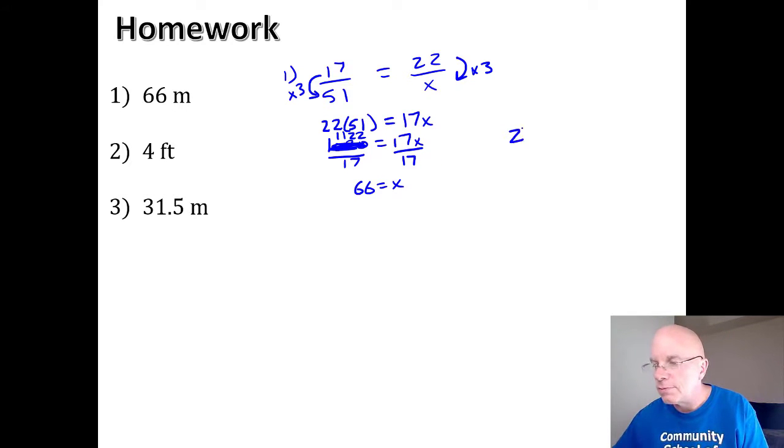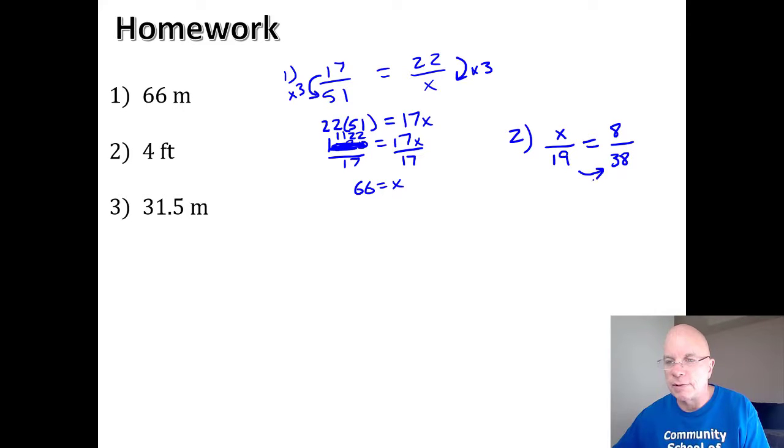Problem number 2, you have similar triangles. They're not drawn nicely, they're not oriented in the same direction, but if you compare side TS, the one that's x, to side VW, the one that's 19, that makes sense because those look like the two shortest sides. And that would be equal to the ratio of the 8-foot side to the 38-foot side.